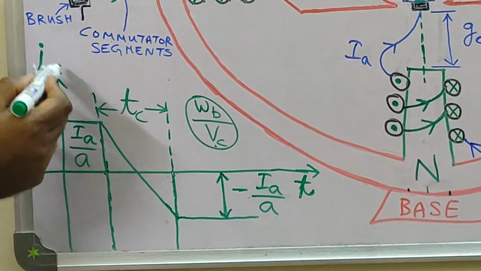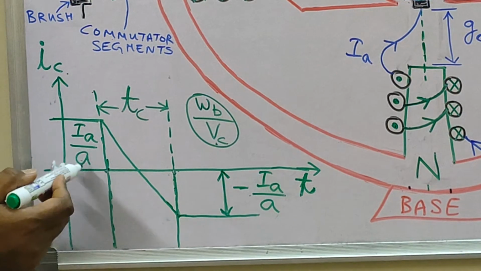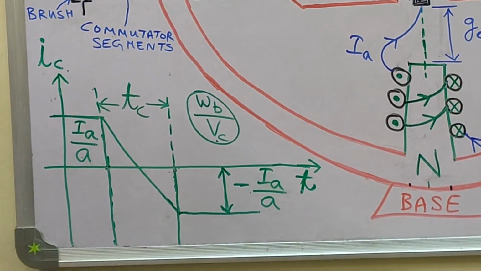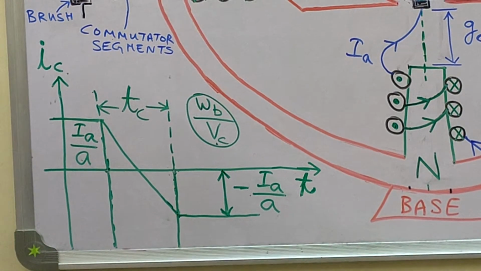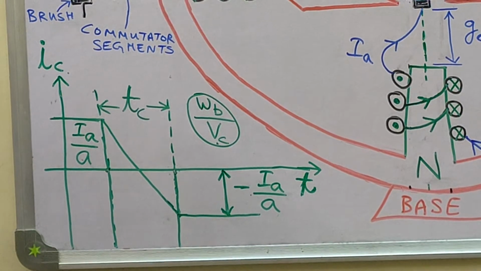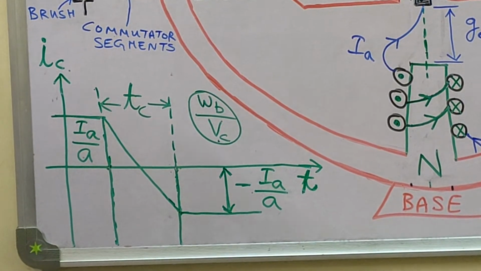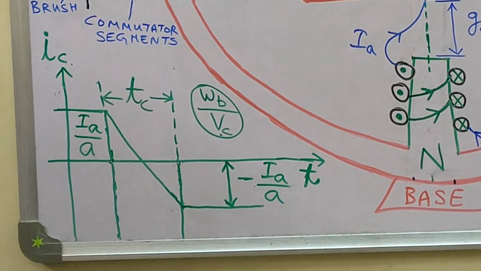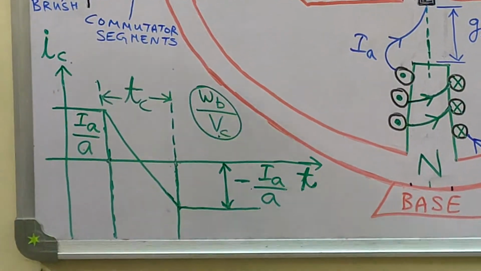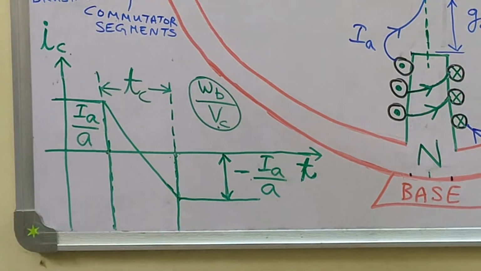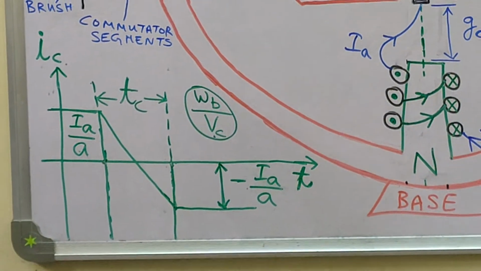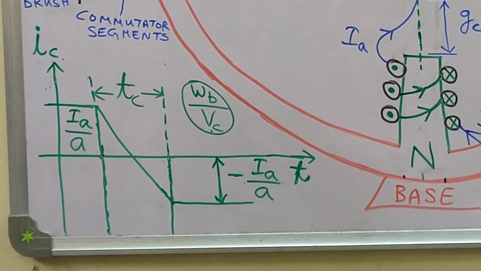Now, why is the coil current IC written as IA by a? This is because if you take IA as the armature current and small a as the number of parallel paths in the armature circuit, then since there are a number of parallel paths in the armature circuit and IA is the current entering the brush, this current IA is going to get distributed equally in those a parallel paths. So the current in each parallel path will be IA by a.